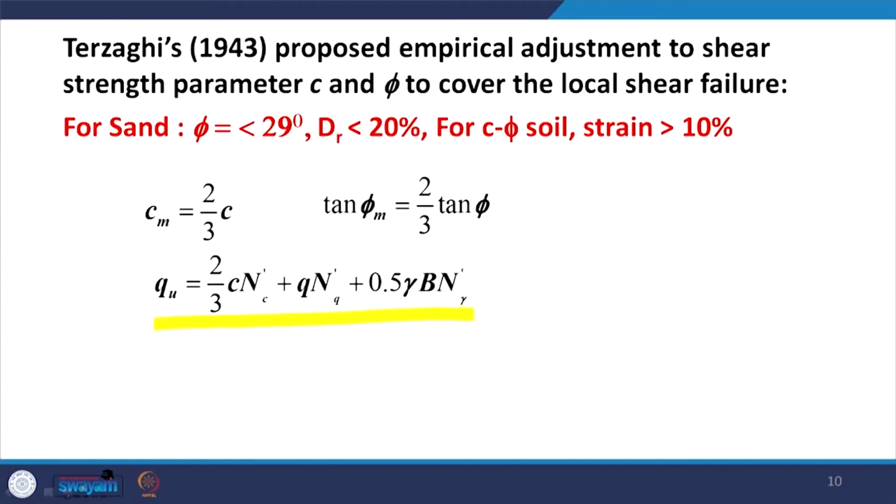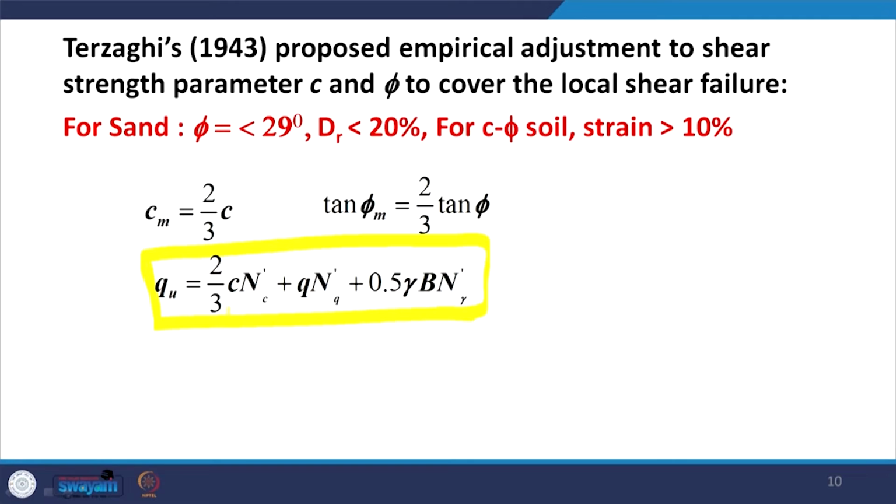If you have a C phi soil instead of purely cohesionless soil, the strain characteristics will determine local shear failure. If the strain is more than 10%, then you can say it is local shear failure. Once it is established that you have local shear failure, the same equation given earlier can still be used for finding the bearing capacity, but there are two changes in it.